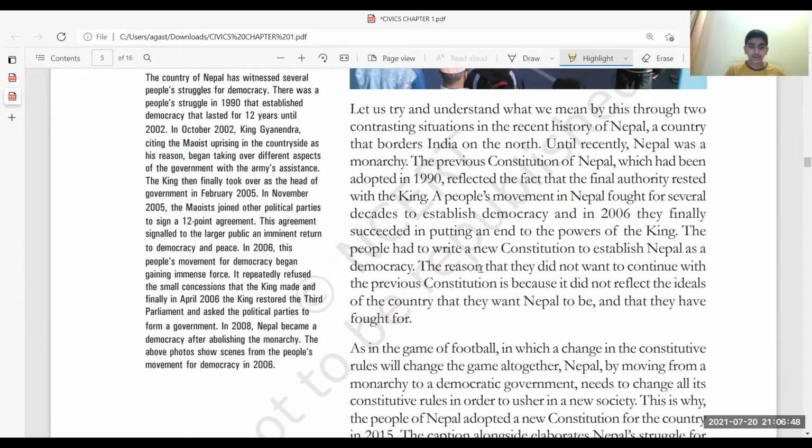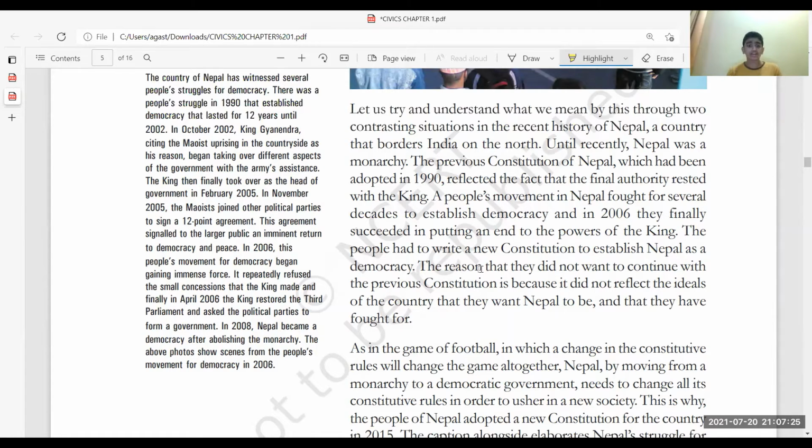And in November 2005, the Maoists joined other political parties to sign a 12-point agreement. This agreement signaled to the larger public an imminent return to democracy and peace. So the people of Nepal turned again toward democracy and peace.